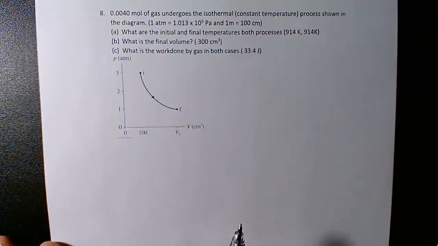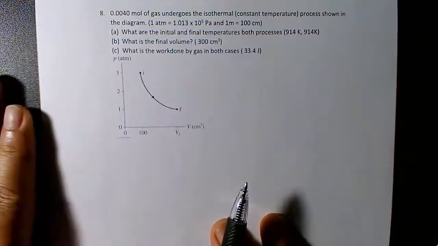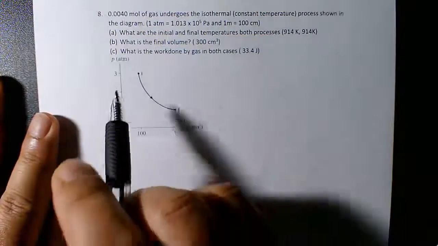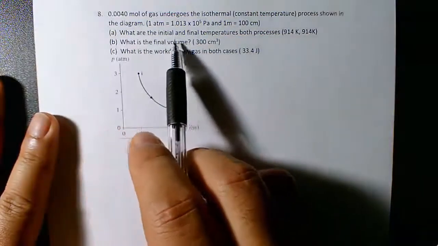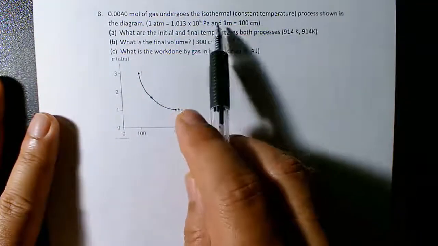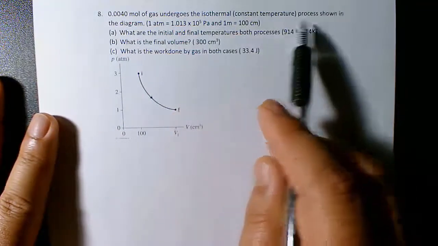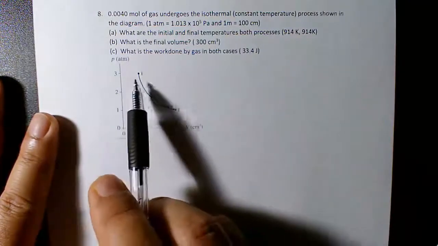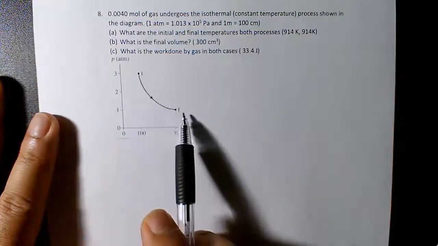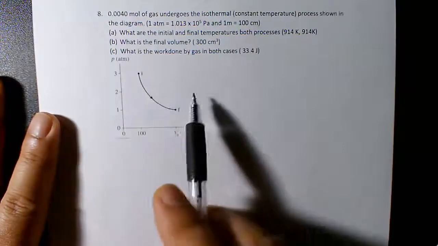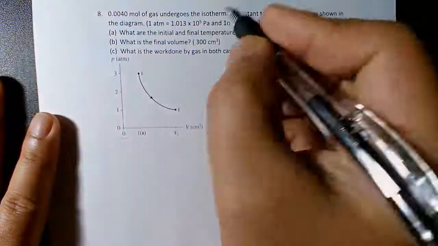Now let's do some actual thermodynamics problems using the first law of thermodynamics. So here's the first one. It says 0.004 mole of gas undergoes an isothermal process. Isothermal process means a constant temperature process, shown in the diagram. So the gas expands from its initial state to its final state following this hyperbola, but the temperature remains constant during this process. That's what the isothermal change means.